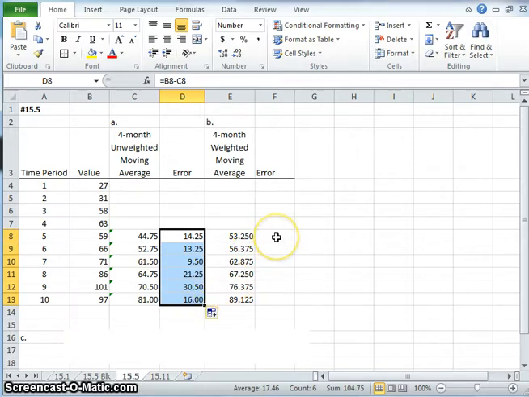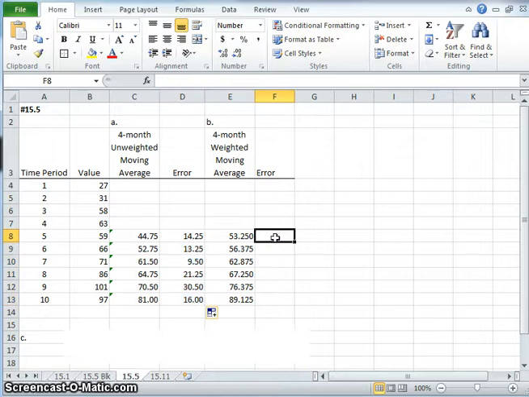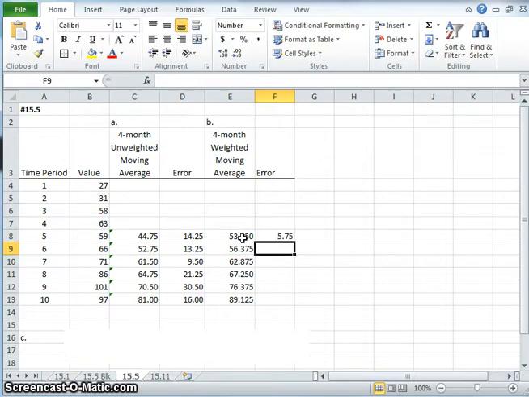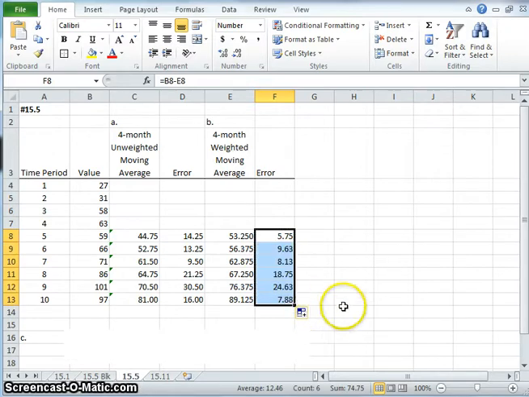And then likewise, to compute the error for the 4-month weighted moving average, we're going to say that's equal to, and we're going to go over again to cell B8, minus, and then that's going to be cell E8. And we'll drag that down to get the totals of all the others.